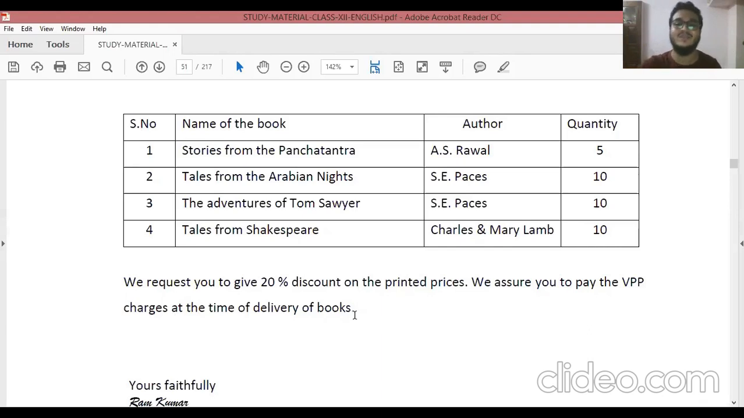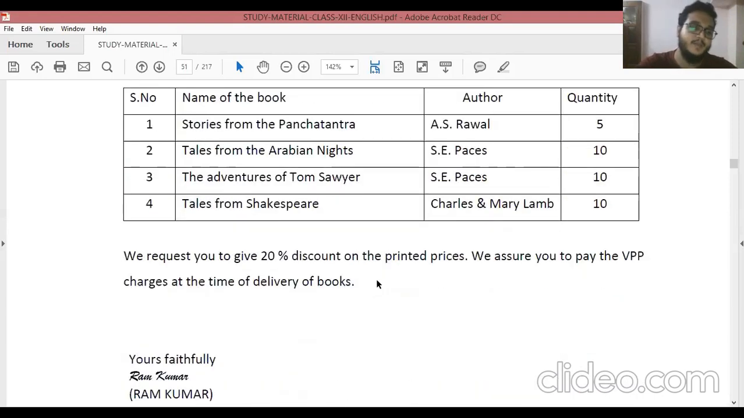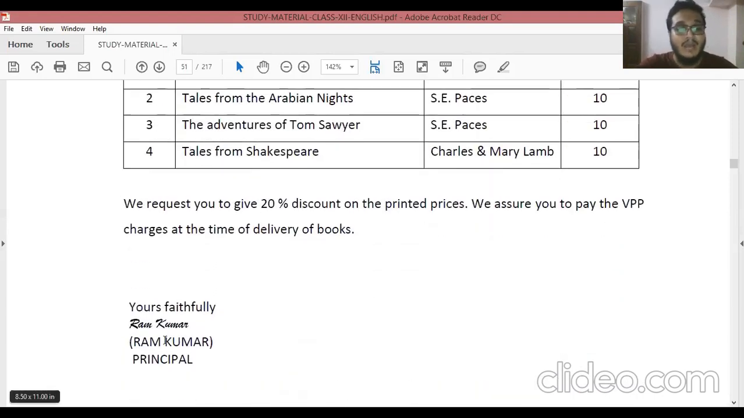So see, the students are very direct to the point, no personal gossip anywhere. Yours faithfully, Ram Kumar. Again, see the signature is there, Ram Kumar. Under that, full name, principal, official letter.